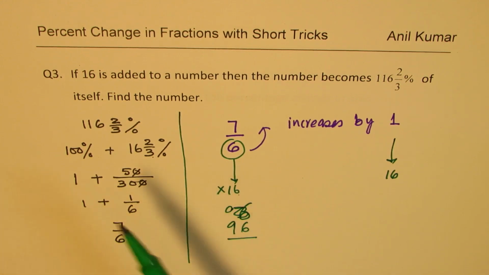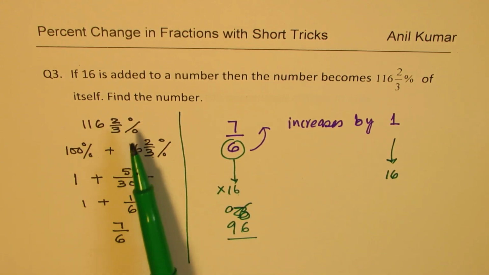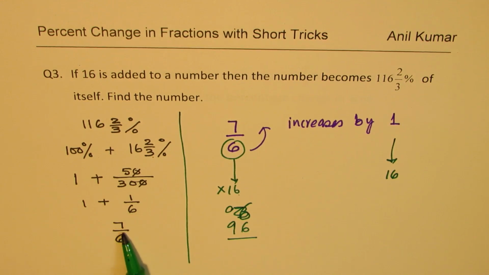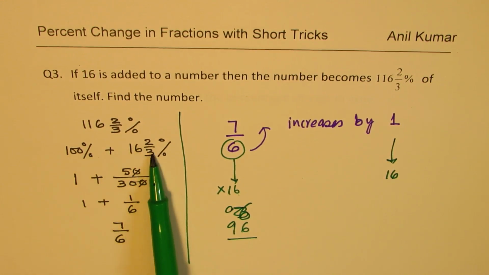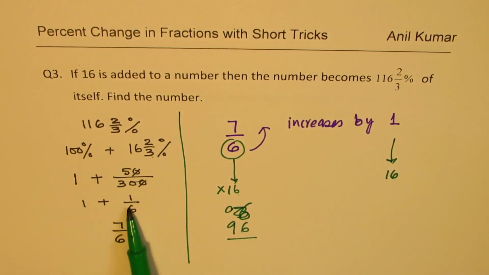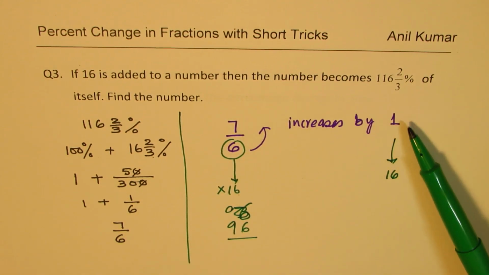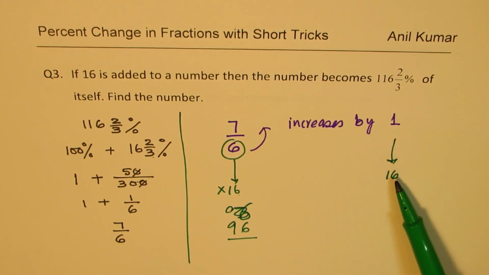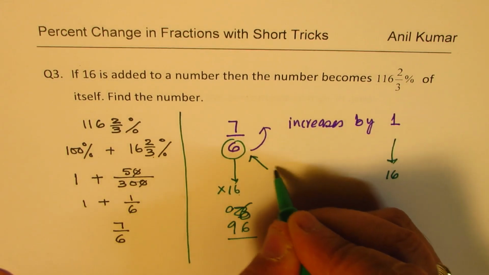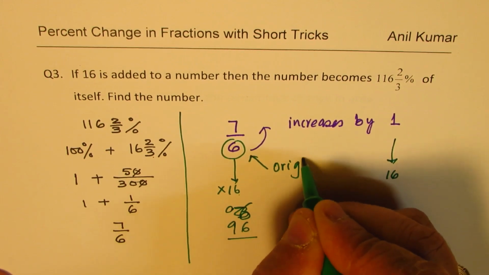So what we did here was we converted 116 2 over 3% into a fraction. 100% plus 16 2 over 3%, which is 1 plus 1 over 6, or 7 over 6. Now a change of 116 2 over 3% means 6 will become 7. But we added 16, not 1. So that means each unit is 16 times, so the original number is 16 times. So the denominator always is the original number. Remember that.